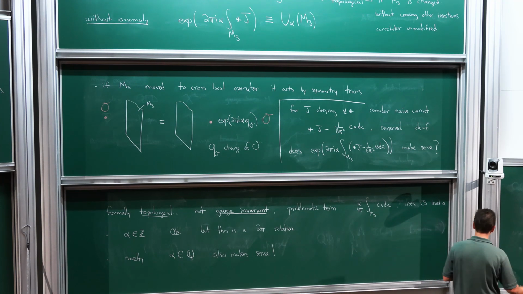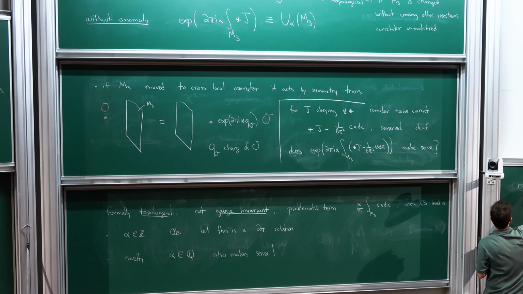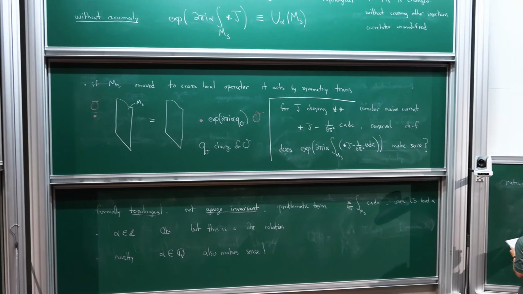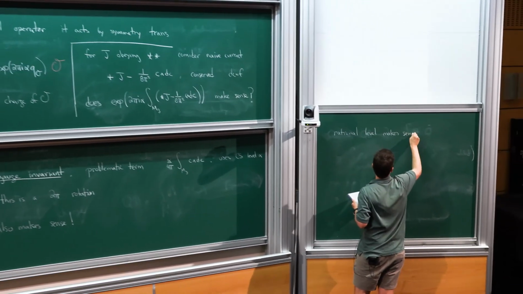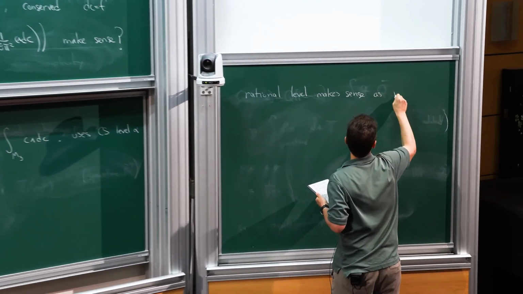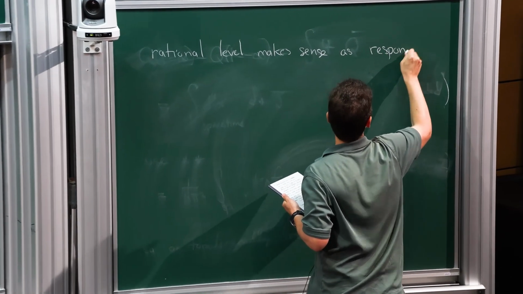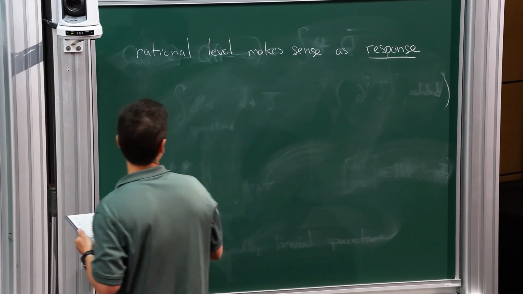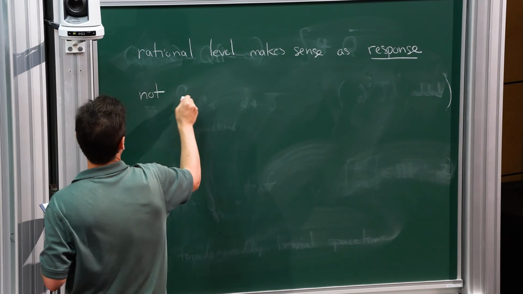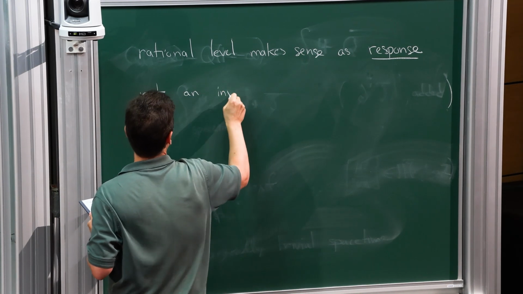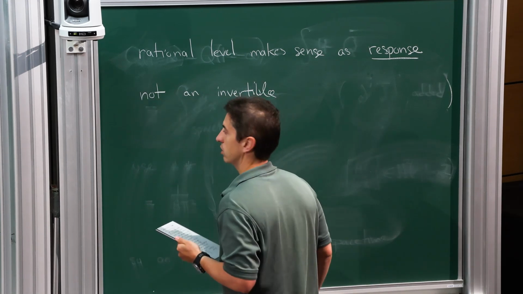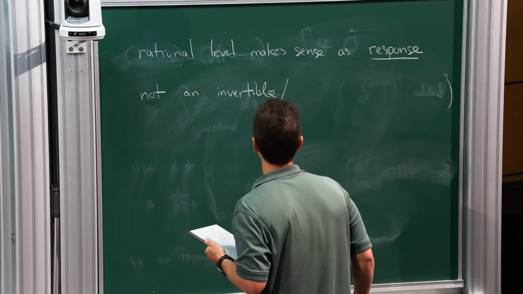So, the rational level. It makes sense as a response. And we'll unpack that word response. But I want to emphasize, it's not an invertible theory on its own. The word invertible just means classical.